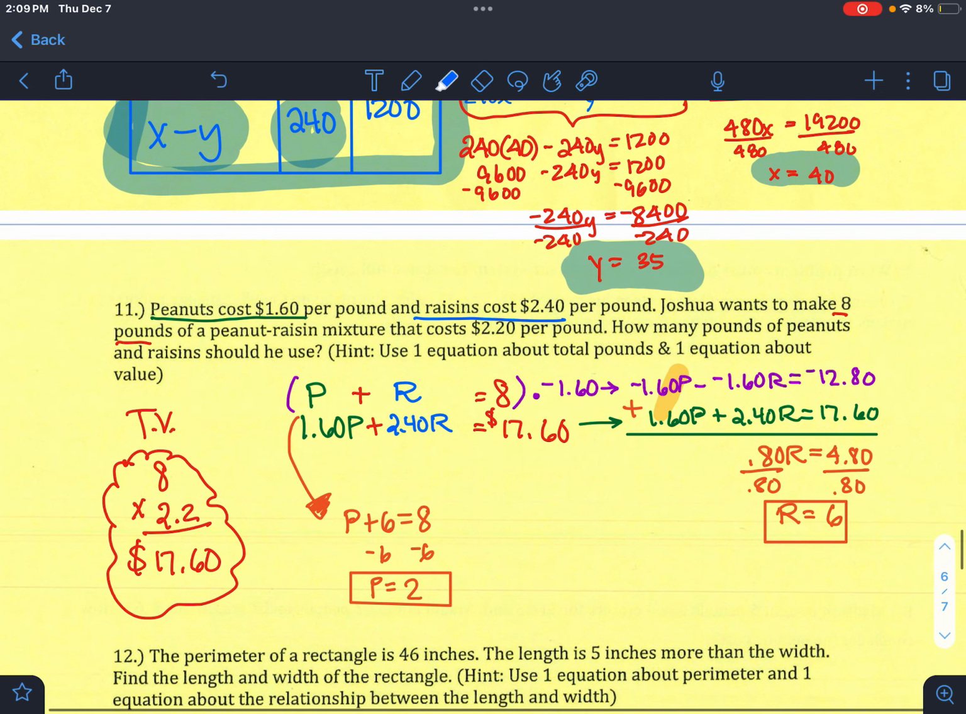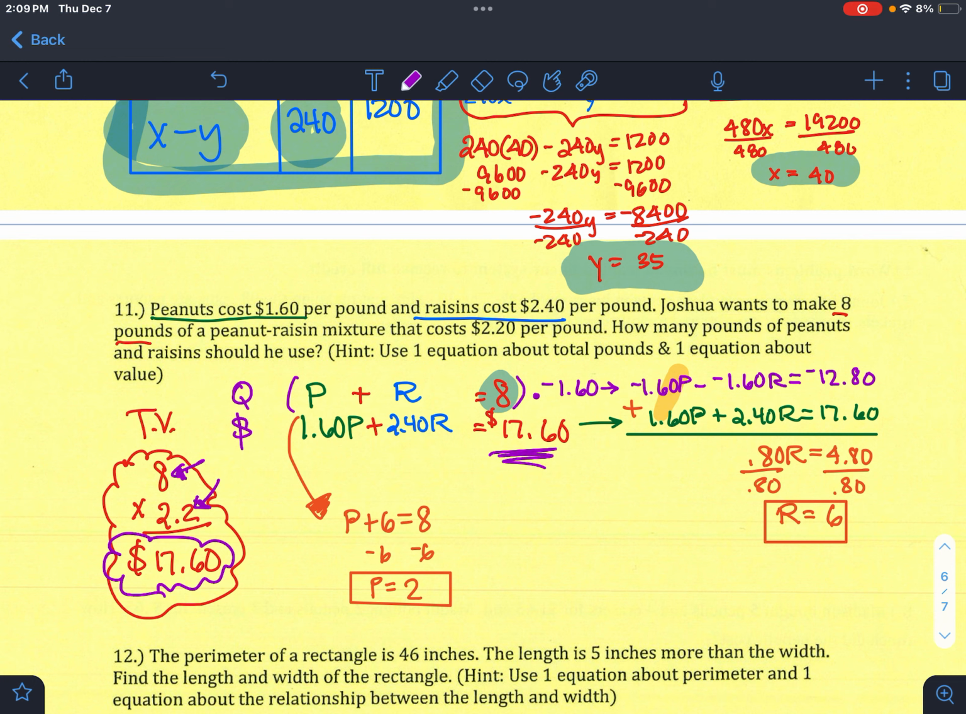On number 11, we are looking at another mixture problem where we have peanuts and raisins for a total mixture of 8 pounds. That's our quantity value. And then we do one on cost. Peanuts are $1.60 and raisins are $2.40, with a total mixture of 8 pounds at $2.20 a pound, giving me my total value of $17.60, right? I have to come up with that, so make sure you do that part on these kinds of questions.